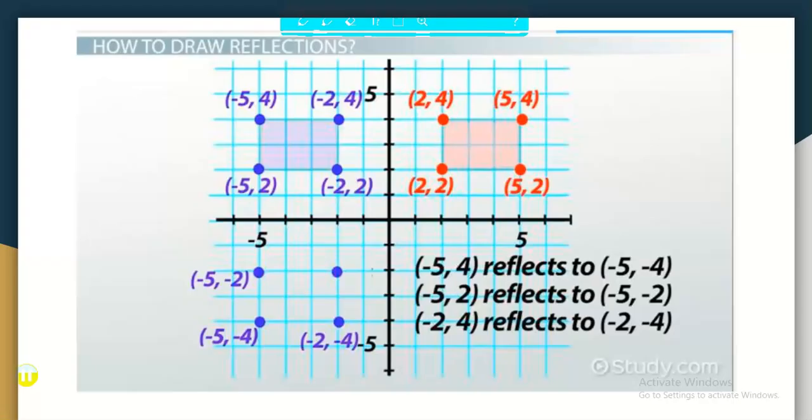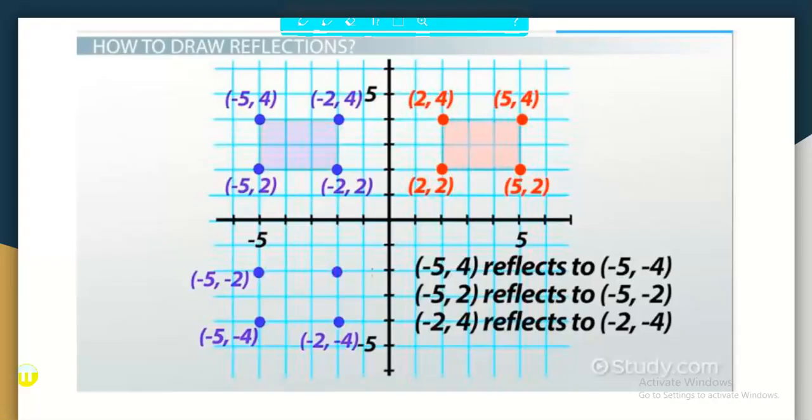The mirror line isn't always one of these axes or a line parallel to an axis. It could be a diagonal line, such as y equals x or y equals -x. A reflection in y equals x sends (x, y) to (y, x). A reflection in y equals -x sends (x, y) to (-y, -x).